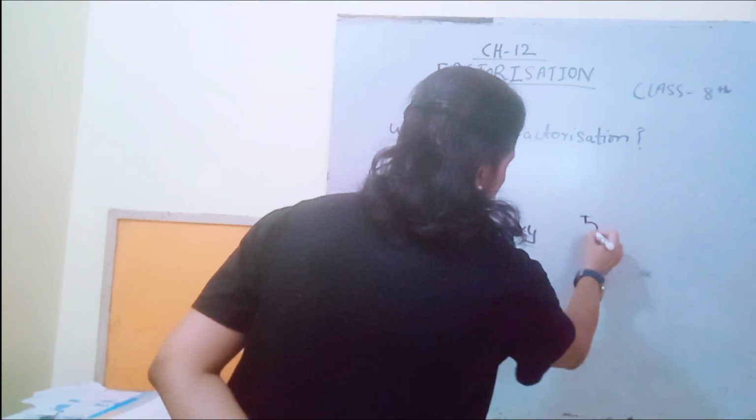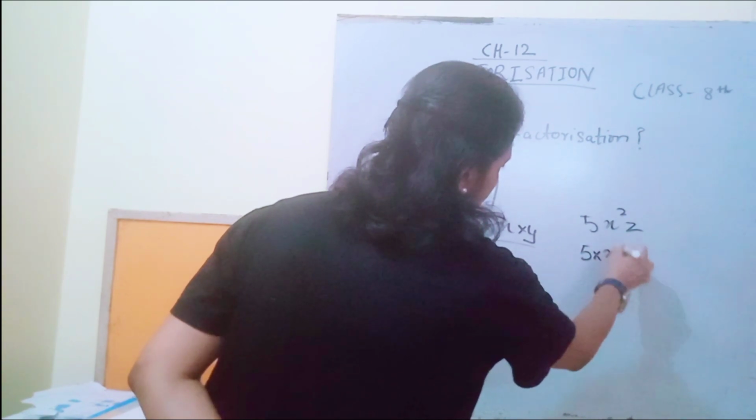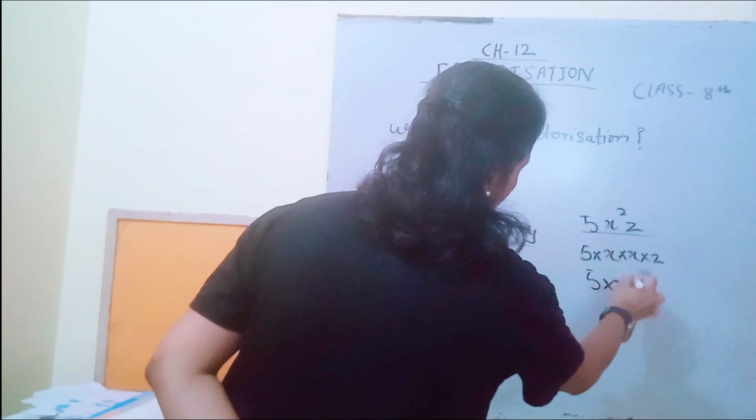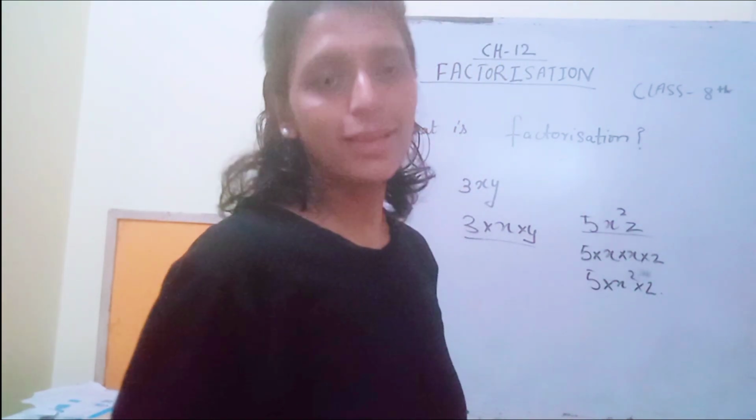Similarly 5x square z. In this, if you want to write in the form of factors, it will be 5 into x into x into z, or simply you can write it like 5 into x square into z. So we can make it out that these are the factors of the given algebraic expression.